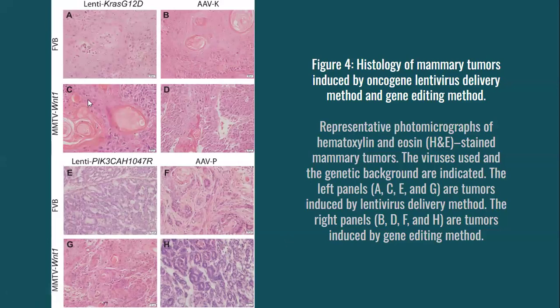In A, C, E, and G, you can see what happened after the lentivirus was introduced, and for B, D, F, and H, you can see what happened after the adeno-associated virus was introduced. This also showed that the AAV method was better, because the oncogene expression was better in the images shown by the AAV one.